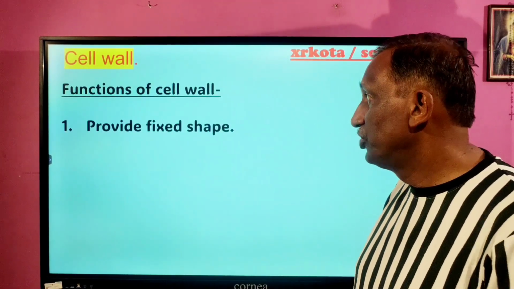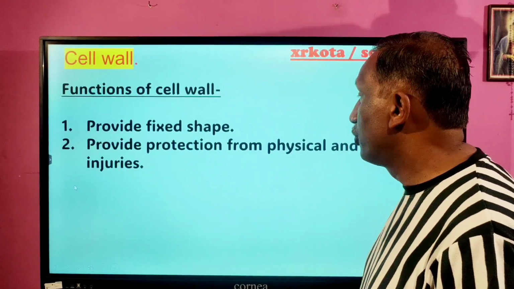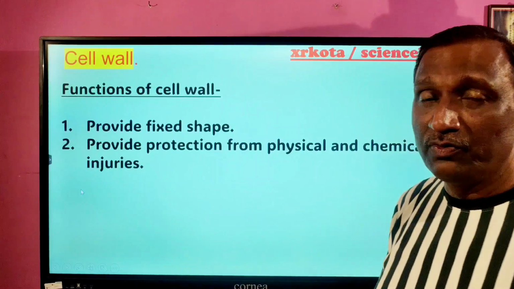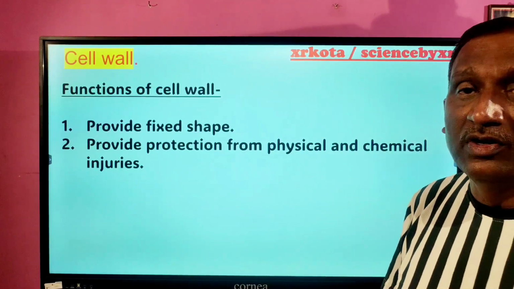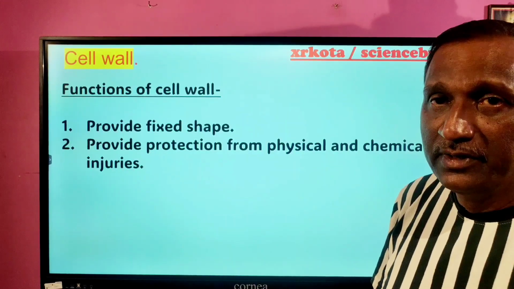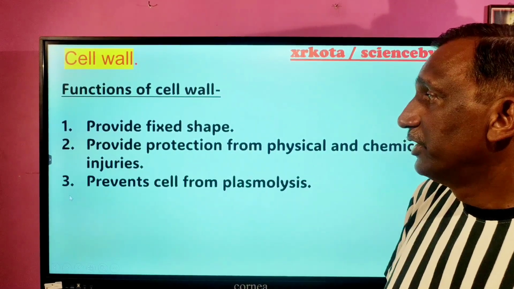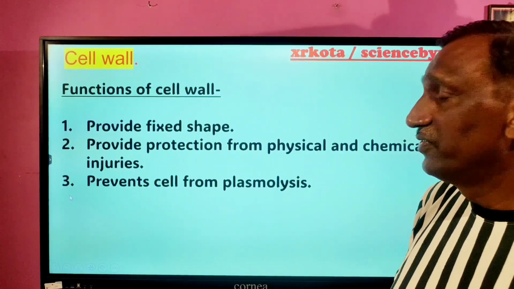तो rigid है तो कुछ shape देता होगा. It provides fixed shape. ठीक है. Secondly, it provides protection. Naturally, fixed shape और wall क्यों बनाते हैं? Why do we have a wall around our house? Why? Because anybody cannot enter. ठीक है. So it is giving a protection. ठीक है. Then third, it prevents the cell from plasmolysis.